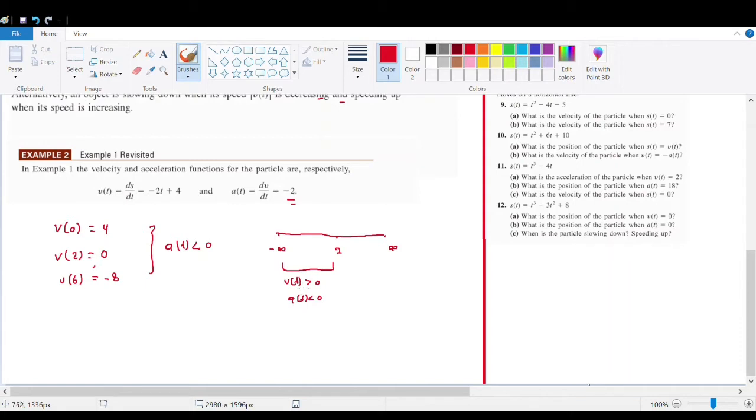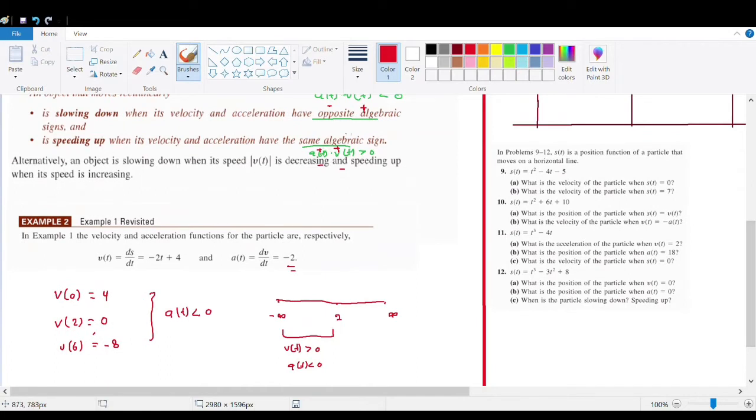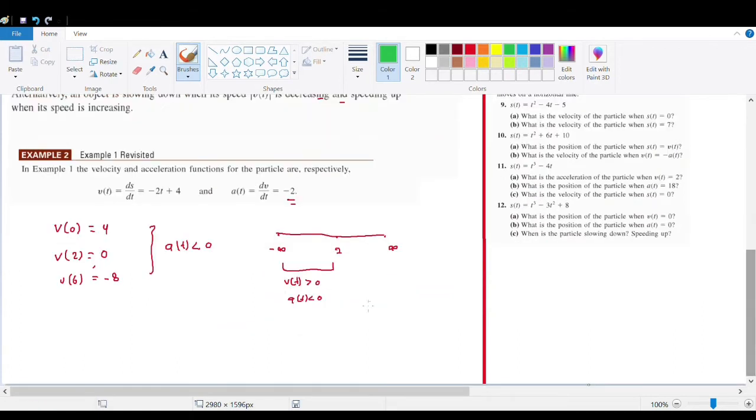Since the velocity is positive and the acceleration is negative, we conclude that they have opposite algebraic signs, which means the object is slowing down. So for the interval from minus infinity to 2, the object is slowing down. Why do we conclude it is slowing down? Because they have different algebraic signs. The velocity is positive and the acceleration is negative.